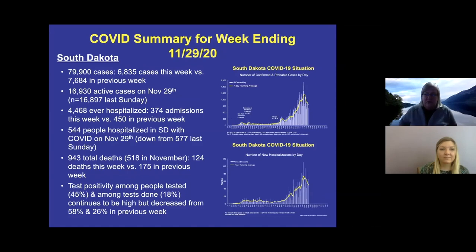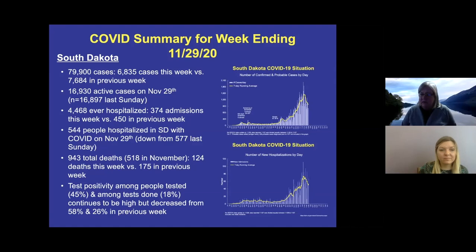South Dakota, 79,900 cases, 6,835 cases this week compared to 7,684 cases in the previous week, so down a little bit there. 16,930 active cases, about the same as it was the Sunday before, 16,897.